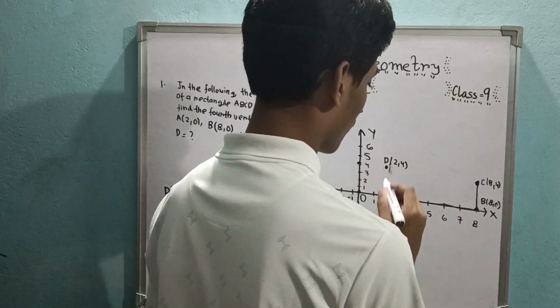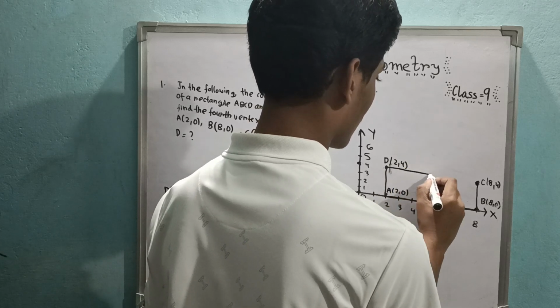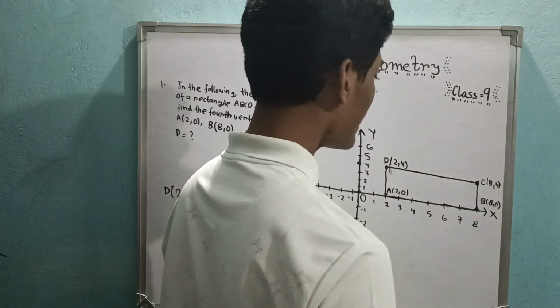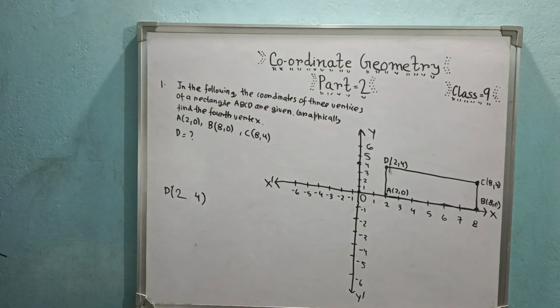Now join the 4 points. Join AD. Join CD. Are we having a rectangle here? Absolutely. This is our rectangle. So see how you have to solve it here.